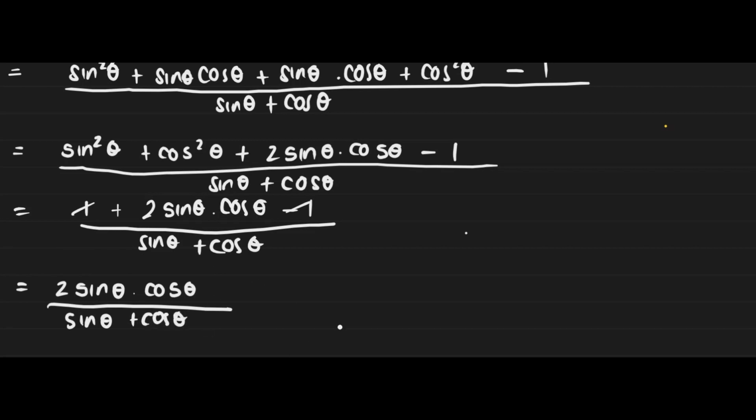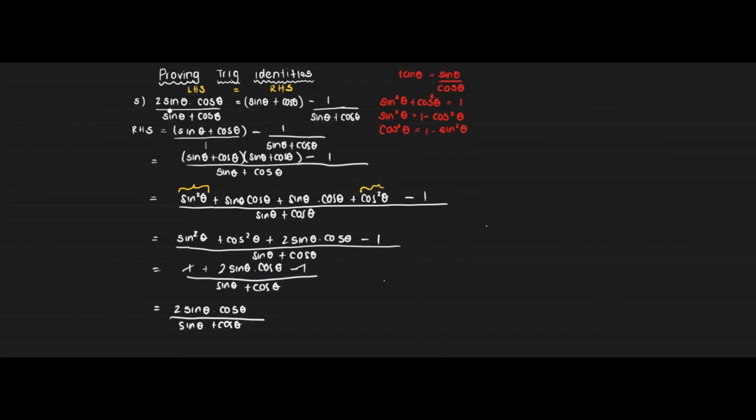Let's check whether this is the same as our left hand side. We see the fact that our left hand side is exactly the same as our right hand side. So we're going to say this is equal to our left hand side, and you're done solving the question.